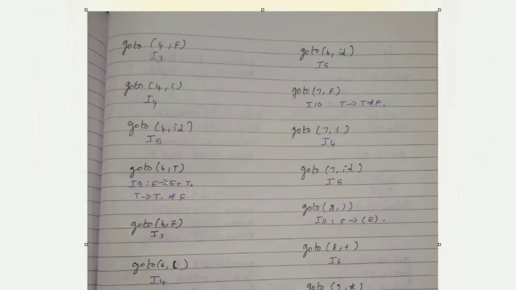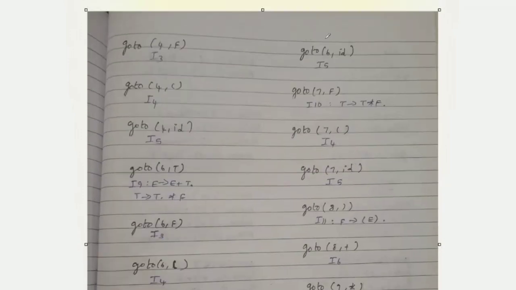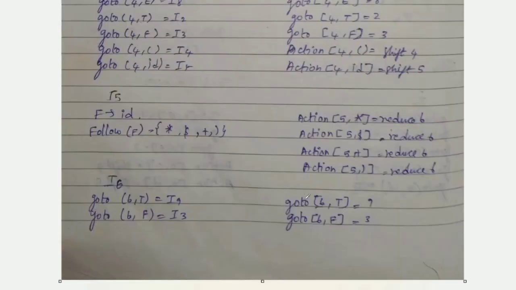In the second step we have a go to part. Item number 6: go to 6 comma T, item number 9; go to 6 comma F, item number 3; go to 6 comma open bracket, item number 4; go to 6 comma ID, item number 5. Right, go to 6 comma T and go to 6 comma F: these two are non-terminal symbols. Then I9 as 9, I3 as 3.